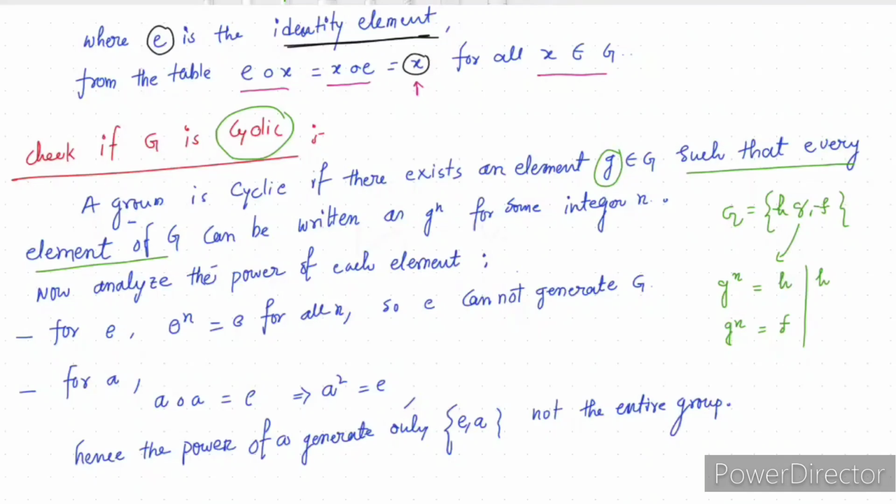Also H to the power n we get G, H to the power n we get F. Also F to the power n we get H. Also F to the power n we also get G. If we get this type of values, n is any value 2, 3, 4, etc. If we take 2, G square equals to H.